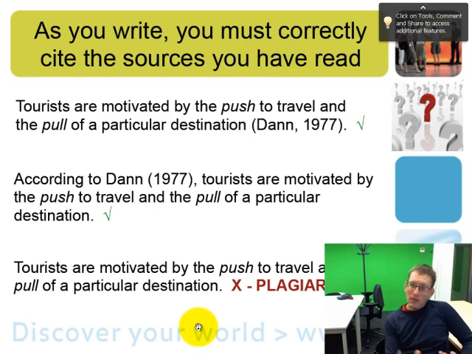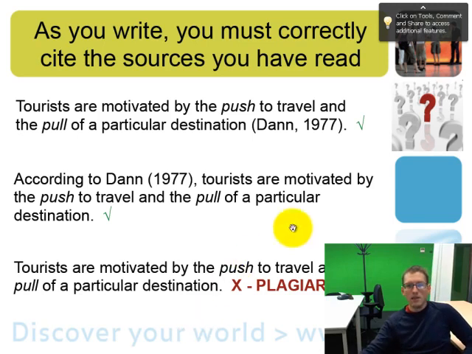Now, let's talk about how you give credit to the papers you've read in your literature review. The idea is that you have to show where your ideas come from, what you've read, where you've read a particular thing that you're talking about. And an example of this done correctly and incorrectly is in these references to the push-pull theory of tourism motivation by Graham Dann, which he wrote about in 1977.